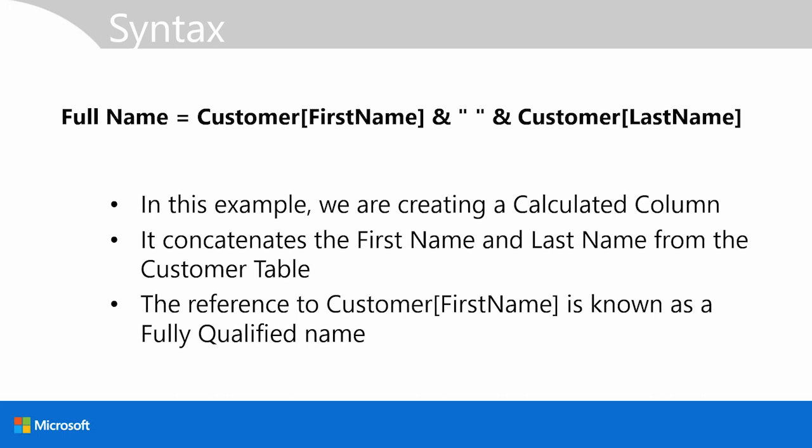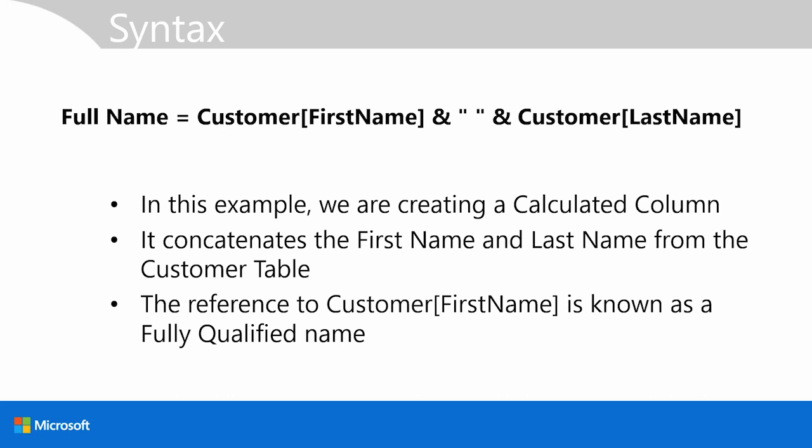Next, in this example, as we mentioned, we are creating a calculated column. Once again, it concatenates the first name and last name from the customer table, and this is what's referred to as the fully qualified name. So by putting the customer table in front of the name, that is explicitly signaling to the engine where that first name column should come from.